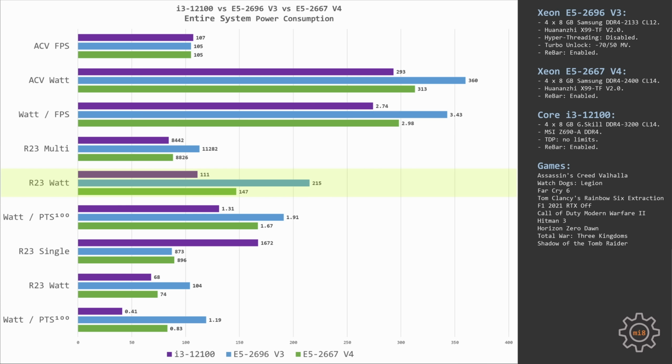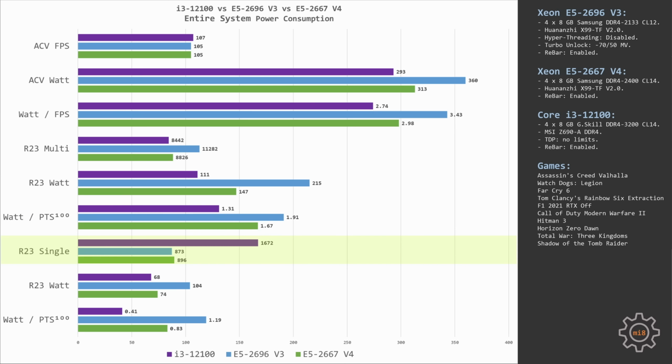The power consumption figures on the Cinebench R23 test are the following: 111 watts with i3, 215 watts with the Xeon E5 V3, and 147 watts with the Xeon E5 V4. Flipping the numbers to see how many watts are consumed per 100 points, we see that i3 system consumes only about 1.31 watts for 100 points, Xeon E5 V3 consumes about 1.91 watts for 100 points, and Xeon E5 V4 consumes about 1.67 watts for 100 points.